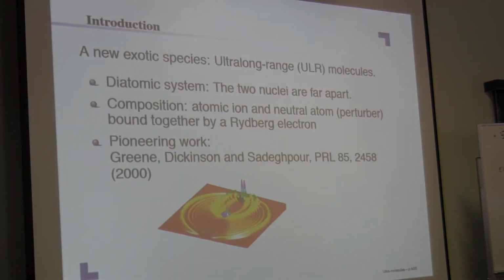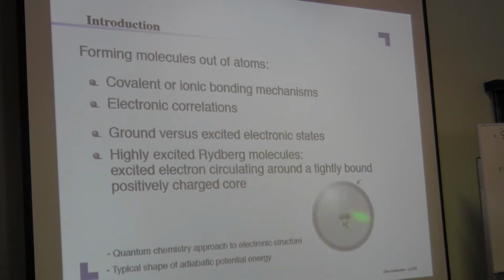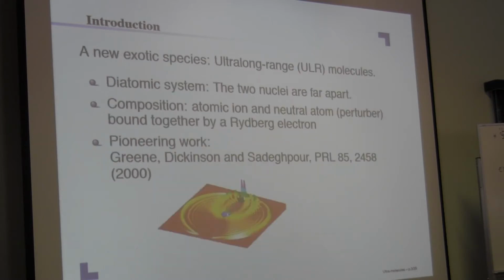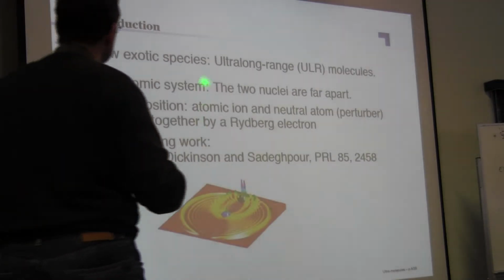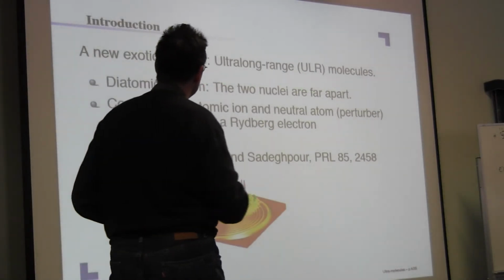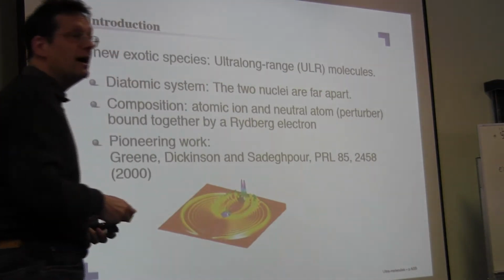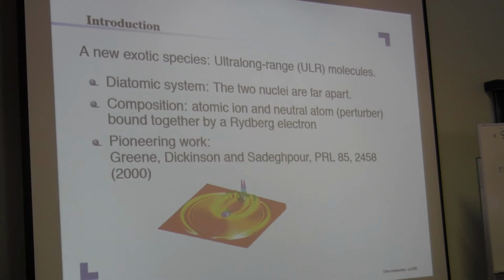But now, the distance between the two atoms, the cores, is huge, in contrast to this case, where the distance is an angstrom; this distance will be thousands of angstrom. So this is what you call ultra-long-range molecules. The two nuclei are very much apart. And so the system is composed of an atomic ion, a neutral, and a widely dispersed electronic cloud.